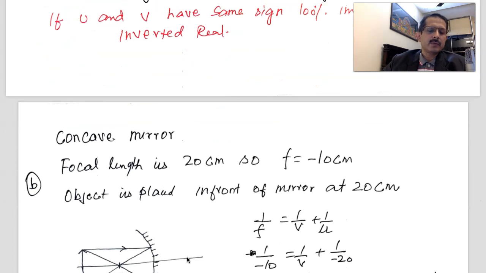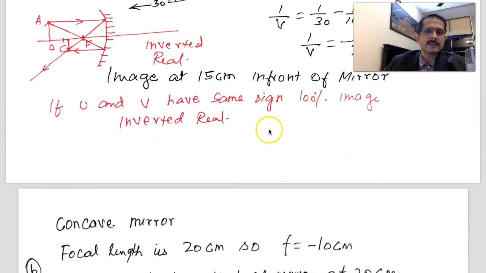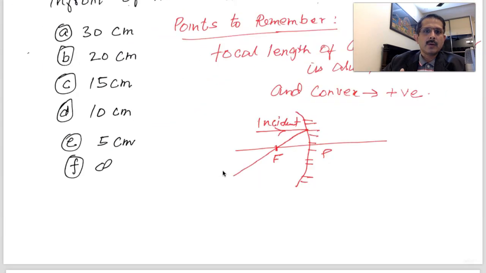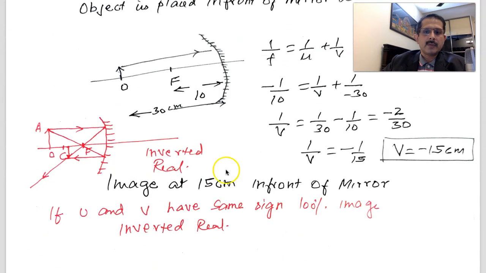Now, before I move to the second part, remember, if U and V have the same sign, 100% the image is inverted and real. Like in this case, V is equal to minus 15 and U was minus 30. Both are of the same sign. So that is what I've written here: if U and V have the same sign, 100% the image is inverted and real.